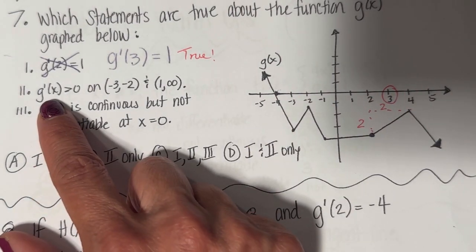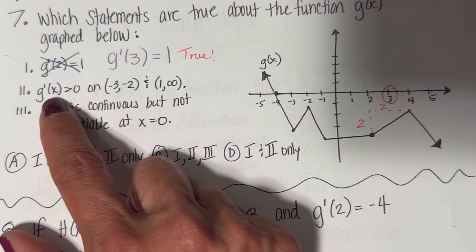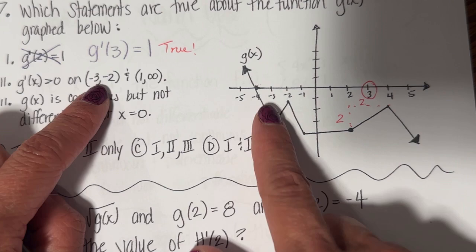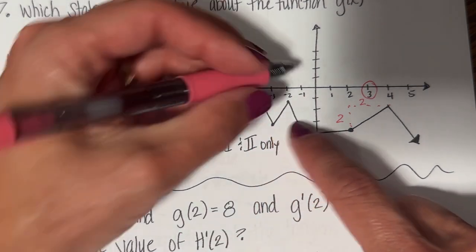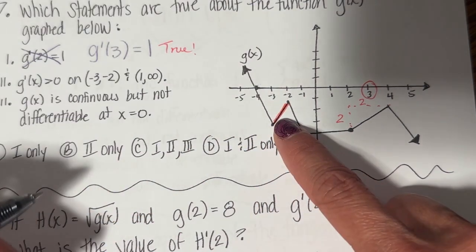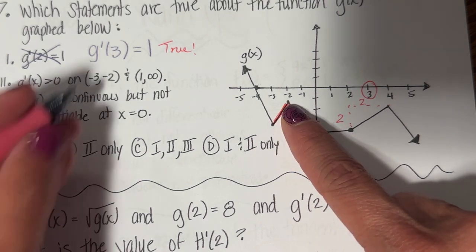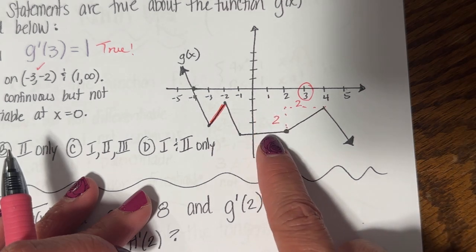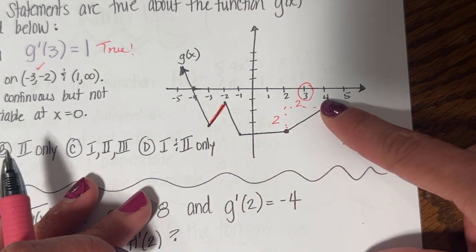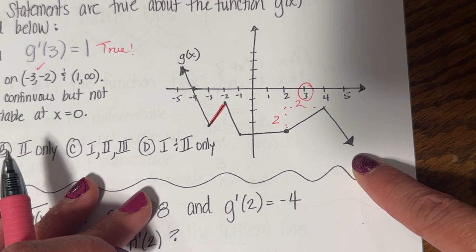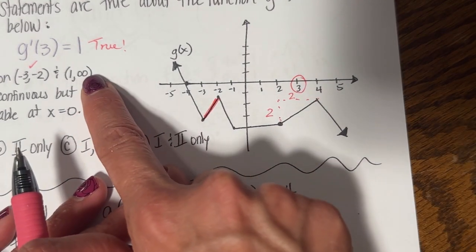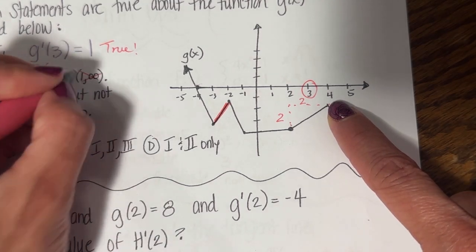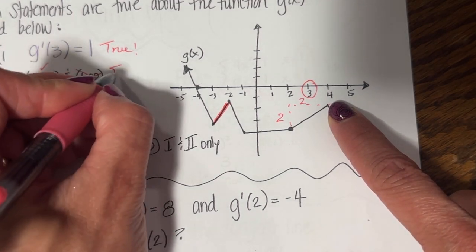g prime of x, so the derivative, the slope is greater than 0, so the slope is positive on these two intervals. Well, let's see. From -3 to -2, that's this interval right here, this part of the graph. That is a positive slope from left to right. That's true. Check. From 1 to infinity, well, it's slanted a little bit, so positive, but then it's going to negative. It has a negative slope over here. So it's not going to be a positive slope the whole way. It stops at a 4. So this is false. So because part of it is false, the whole thing is false.